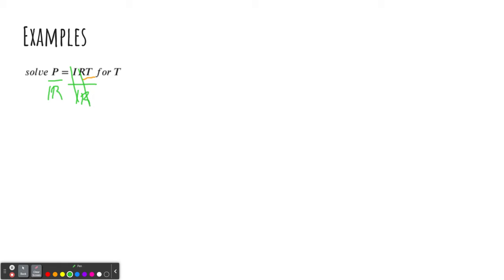It will cancel out on the right, and we'll be left with P divided by IR equals T. T is now by itself. This problem is done. We have solved for T.